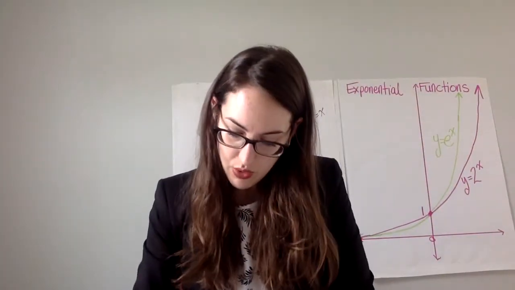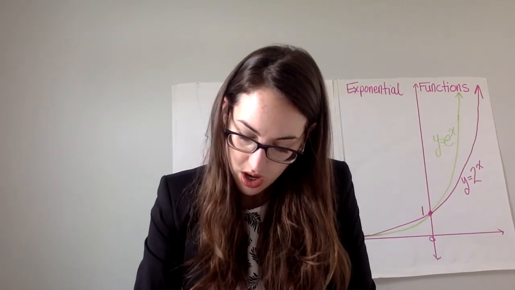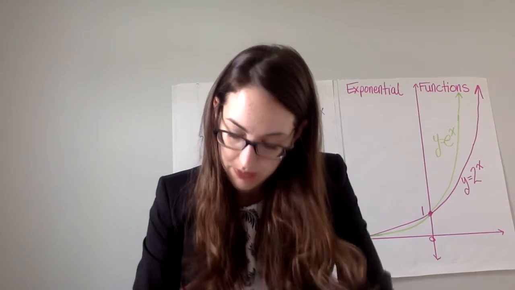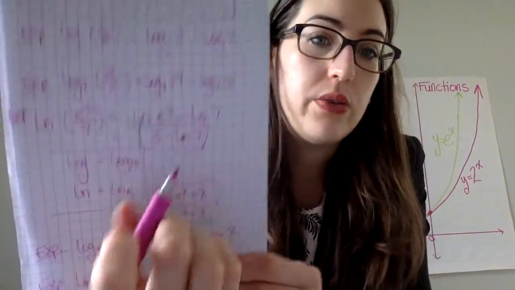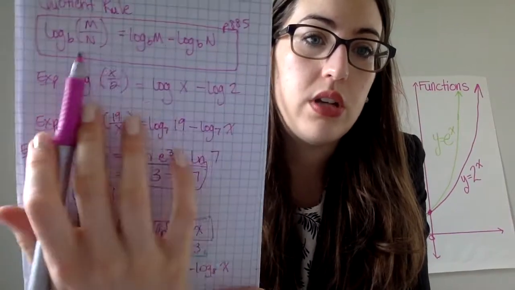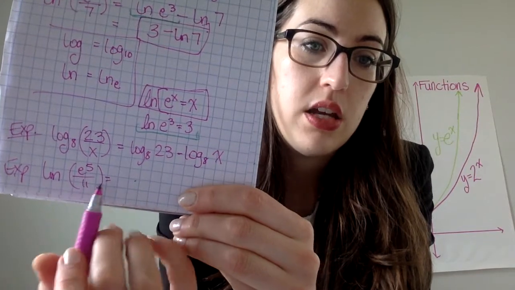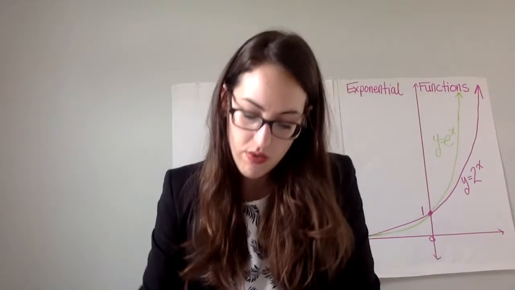One more quick example with this of a natural log. Let's take natural log of e to the 5th over 11. Following our same quotient rule, how do you expand it? Same thing. Natural log of e to the 5th minus natural log of 11. Write it out.